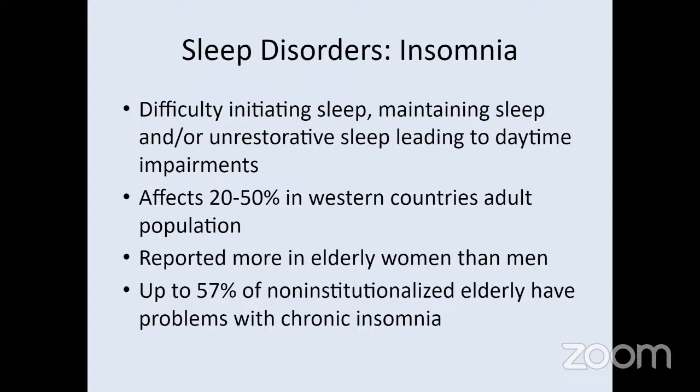So there are many sleep disorders. We are going to start with insomnia, which is the most common one. Insomnia is defined as difficulty initiating sleep, maintaining sleep, or unrestorative sleep leading to daytime impairments. It affects about 20 to 50% of the adult population in Western countries, so it's a very common disorder, reported more in elderly women than men, and up to 57% of non-institutionalized elderly have problems with chronic insomnia.